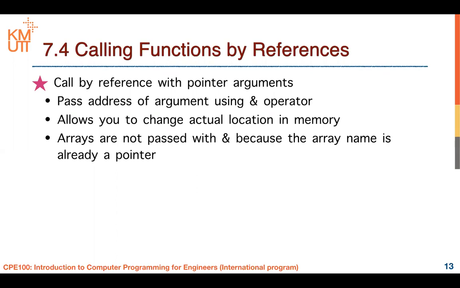But you can pass the address of the argument using an operator in the main function. And this will allow you to change the actual location in memory. Even if you pass the variable into the function, you didn't pass only the copy of the value, but you pass the address of the value. So you can change the value. And whenever you change a value in the function, the corresponding value will be changed in the main function as well.